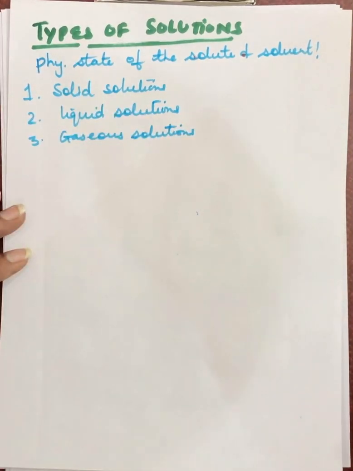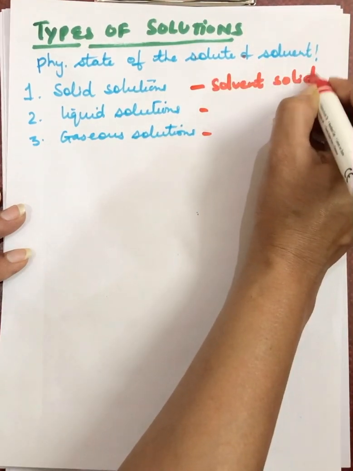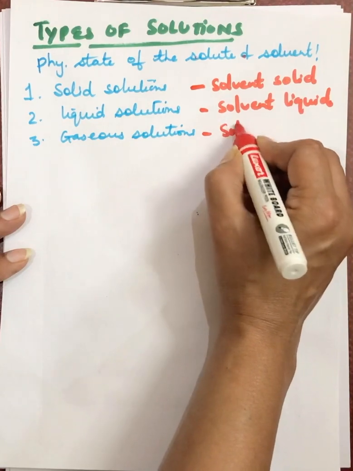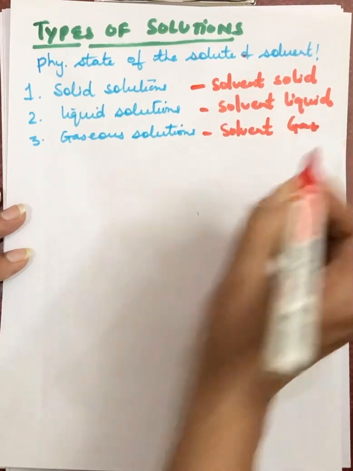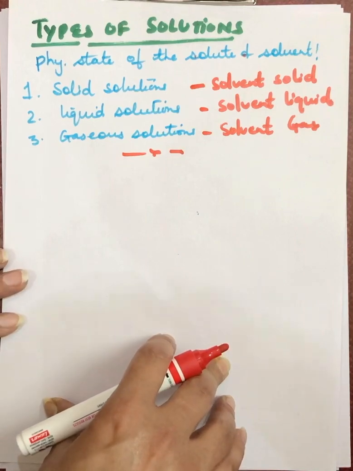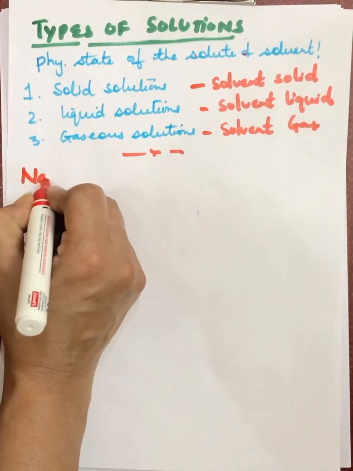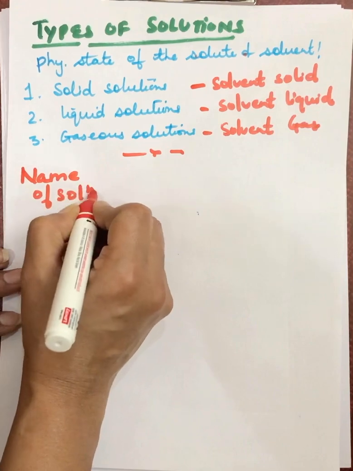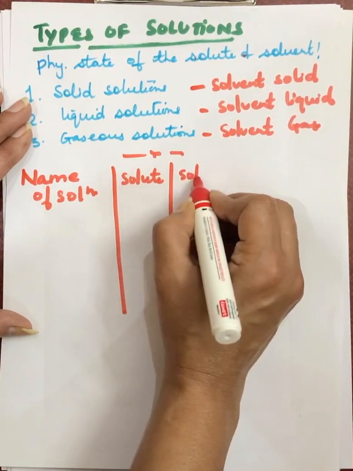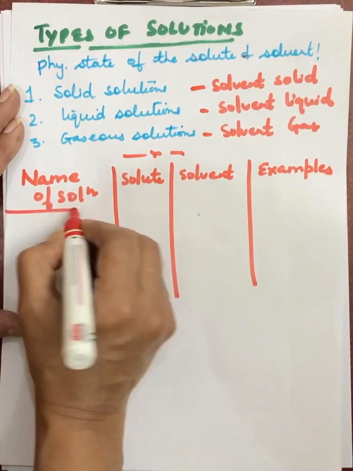Now, what's the meaning of a solid solution? Solid solution means the solvent here is solid. Liquid solution, the solvent is liquid. And gaseous solutions means when the solvent is in which state? Gaseous state. Now further, we can take the solute in a solid state, liquid, and in a gaseous state. So when we mix them together, how many types of solutions are we getting here? Like I said, 9 types will be there. Name of solution, then solute in which physical state, solvent in which physical state, and example of these solutions.